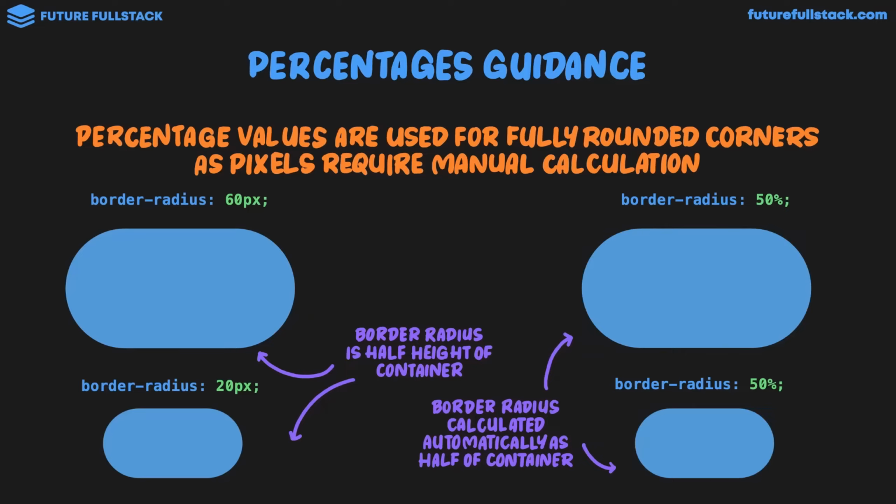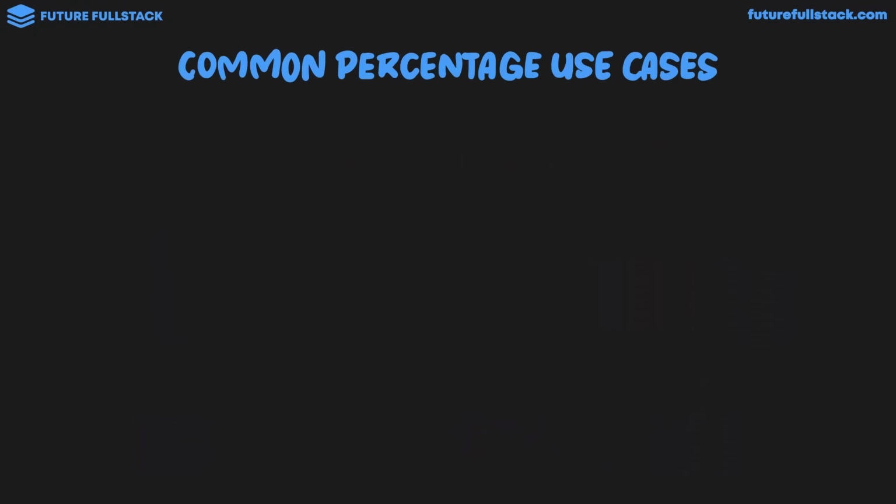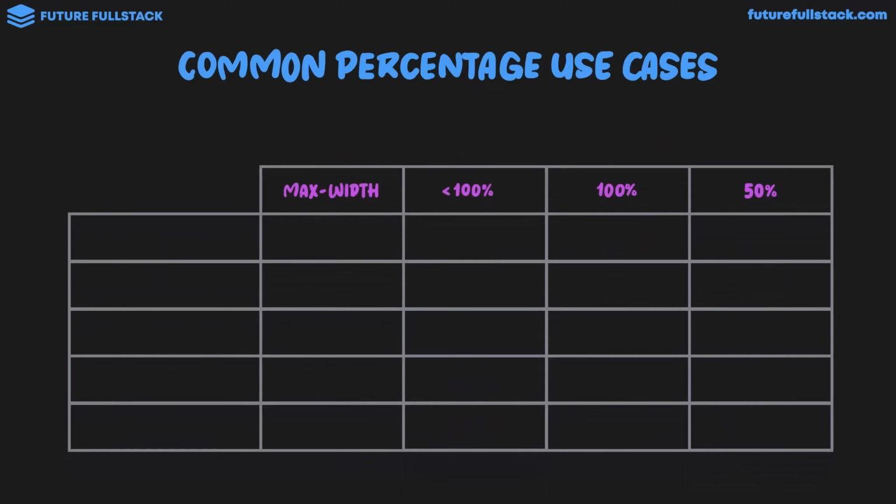Alright, we've looked at quite a lot of guidance and had a lot of different percentage values flying around. As promised, I've created a table of common percentage use cases. Just to help summarize this, the first piece of guidance we looked at was for main container. This had a max width property to ensure the content in the container doesn't stretch too wide on larger screens. And we would also apply a width of a value less than 100% to ensure that on smaller devices, the container still had space left and right.